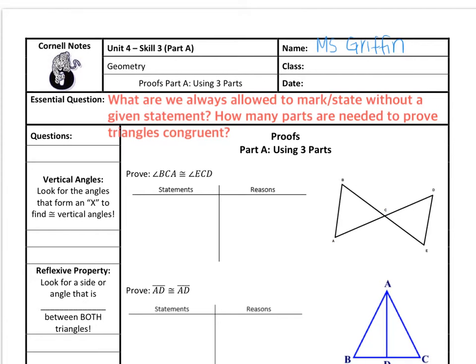We're taking a look at Unit 4, Skill 3, Part A. Sorry that we're splitting the skill up into 3 parts again, but I think it's necessary because we need to build up to that third part, Part C. We're going to be taking a look at proofs.